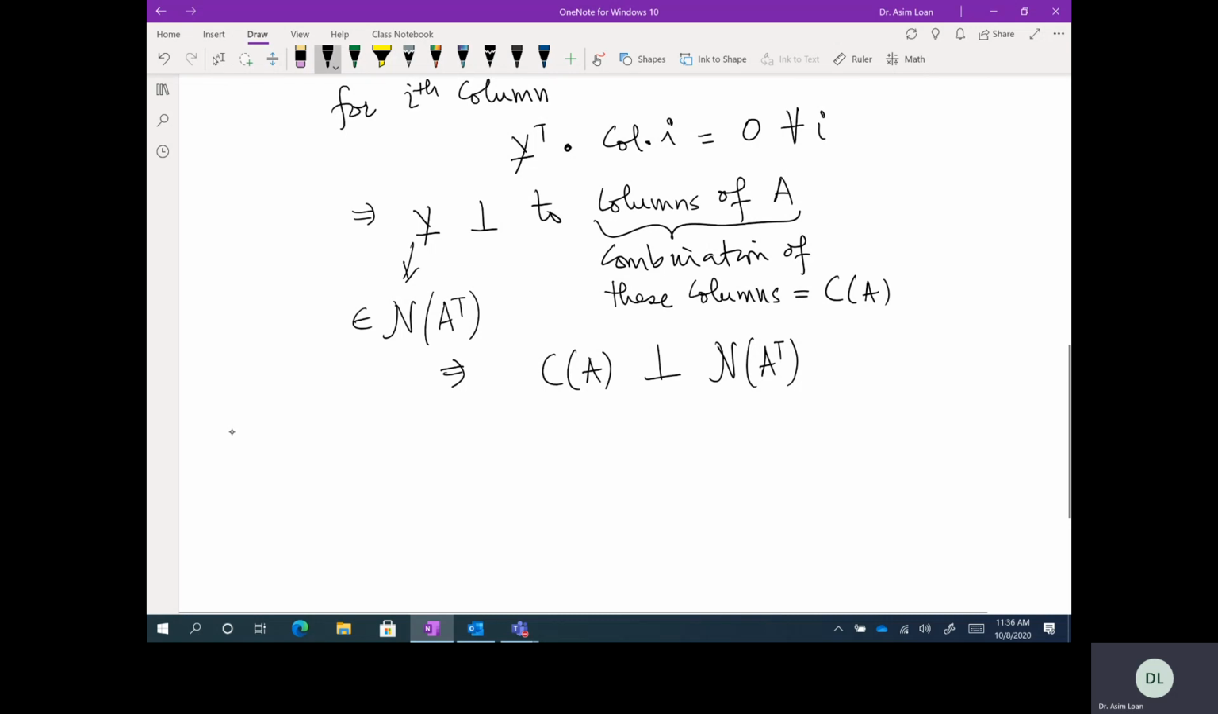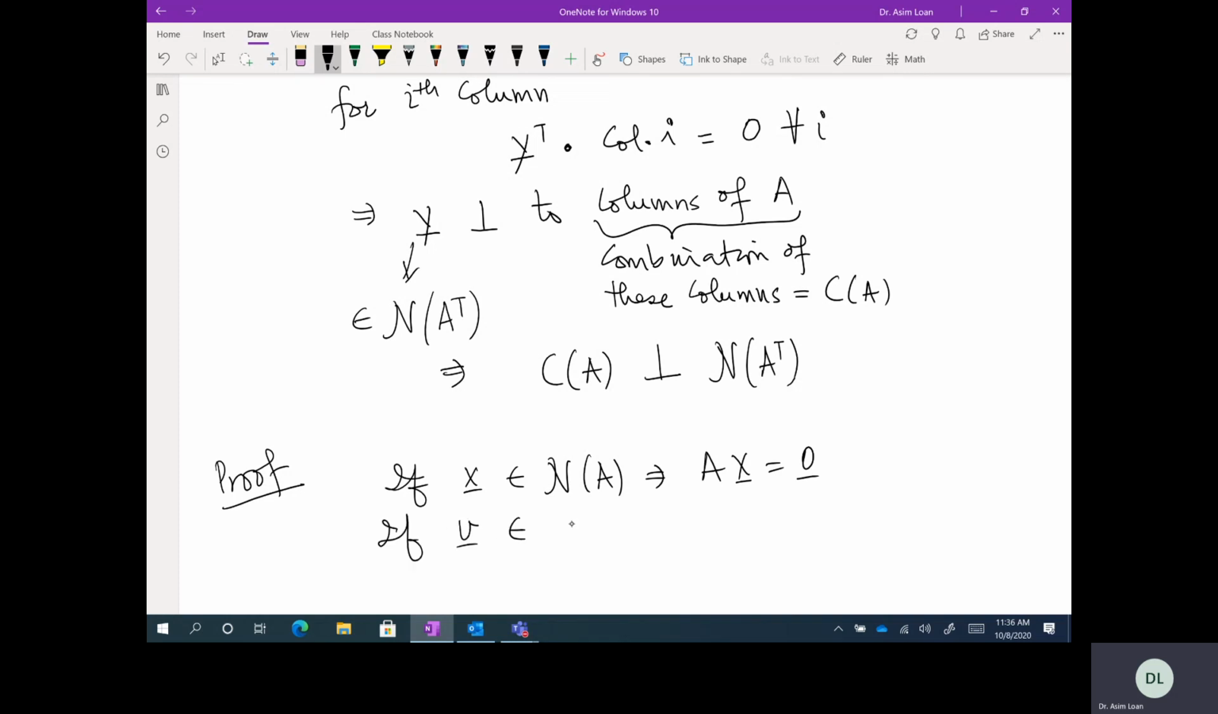Okay. And there is another proof, another way of proving this. If x belongs to the null space of A, this implies Ax = 0. If v belongs to the row space of A, that is, the column space of A transpose, this implies A transpose z = v for some z.